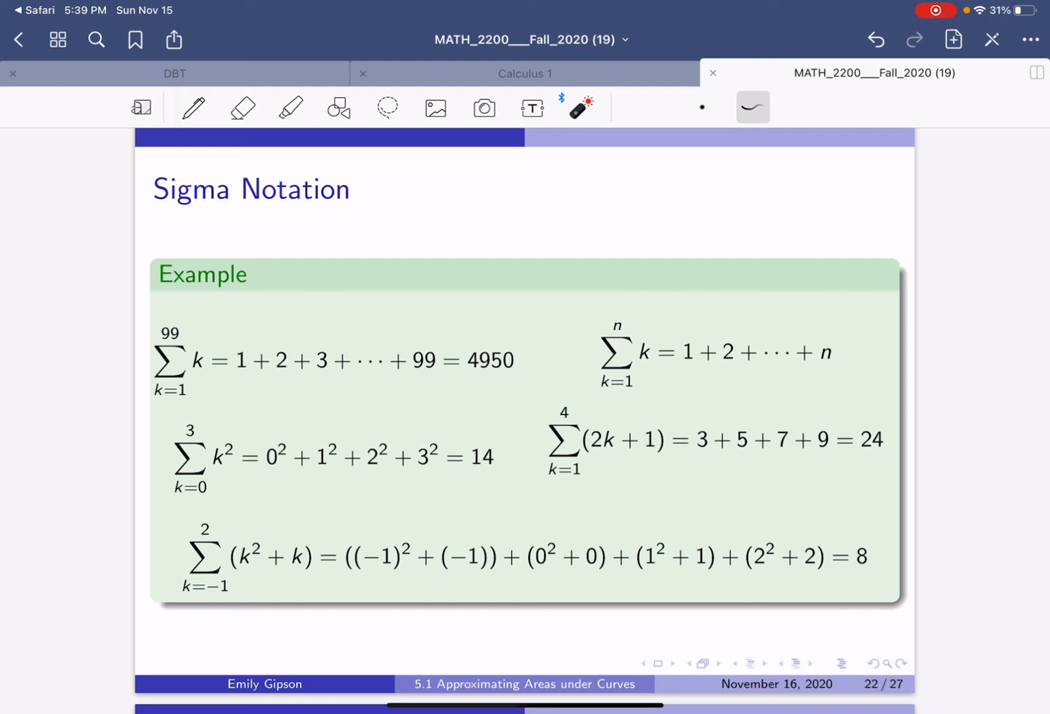And I can combine multiple representations of k. So here I've got k squared plus k. So every time you see a k, when k equals -1, you just plug in -1. And then you add that to the next term, which is when k equals -1 plus 1, which is 0. So we've got our -1 term, our 0 term, our 1 term, and our 2 term. And all of that sums to equal 8.